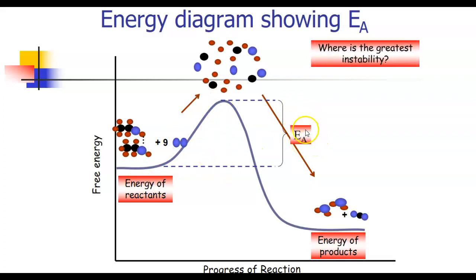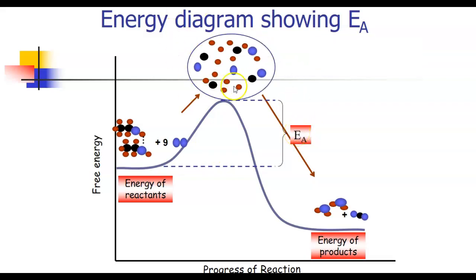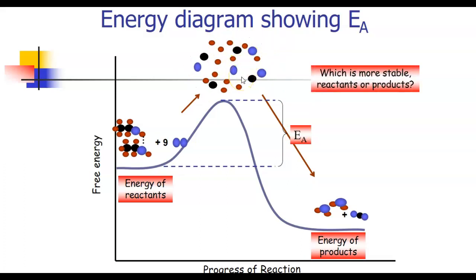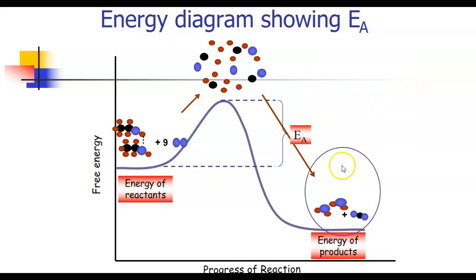So you ask yourself, where is there the greatest instability? Right there, where there is the highest amount of potential energy. You can ask yourself, which is more stable, the reactants or the products? It is the products that, of course, are more stable. They have less potential energy. They are the lower point on this graph. The highest point has the most energy. The lowest point has the lowest energy.